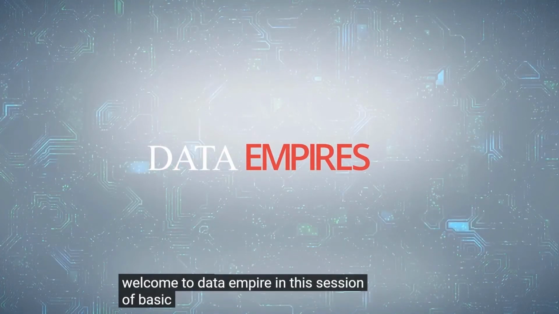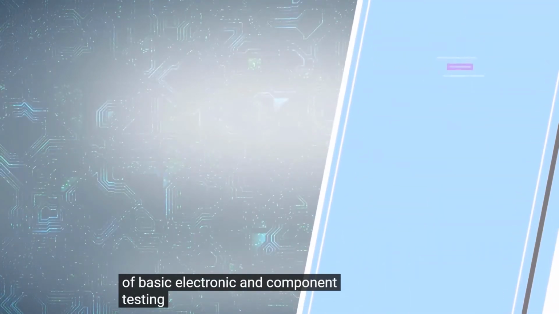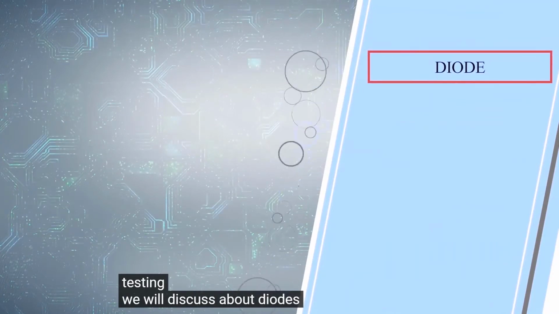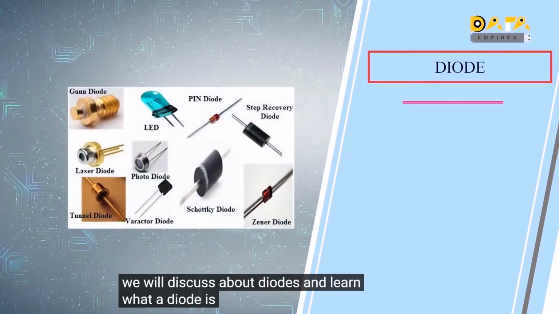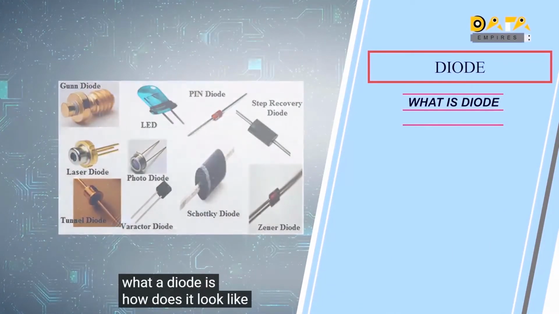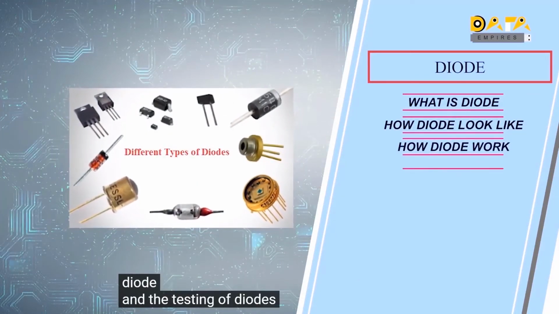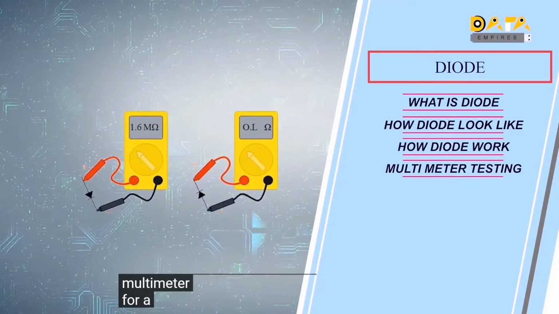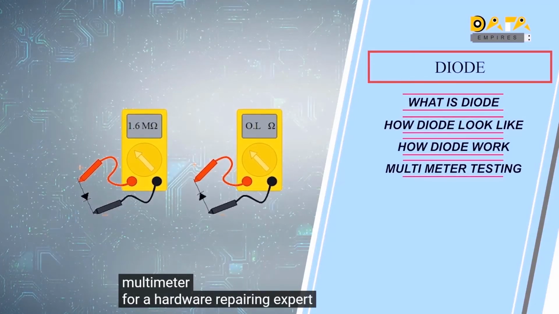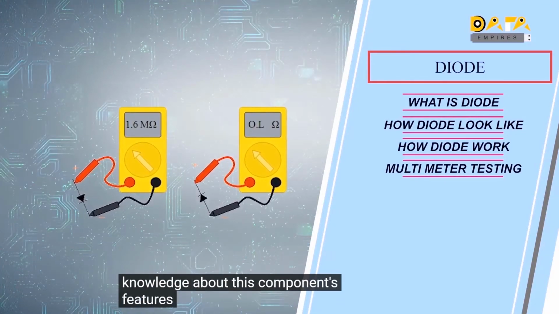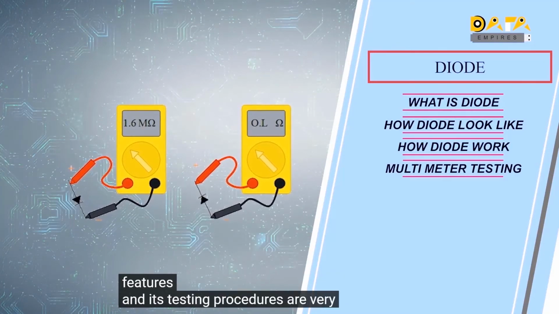In this session of basic electronic and component testing, we will discuss diodes and learn what a diode is, what it looks like, the function of a diode, and the testing of diodes using a multimeter. For a hardware repairing expert, knowledge about this component's features and its testing procedures is very important.